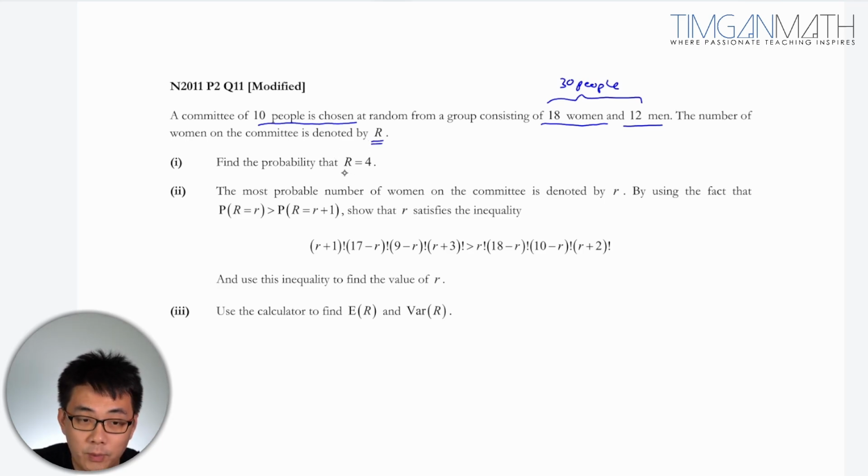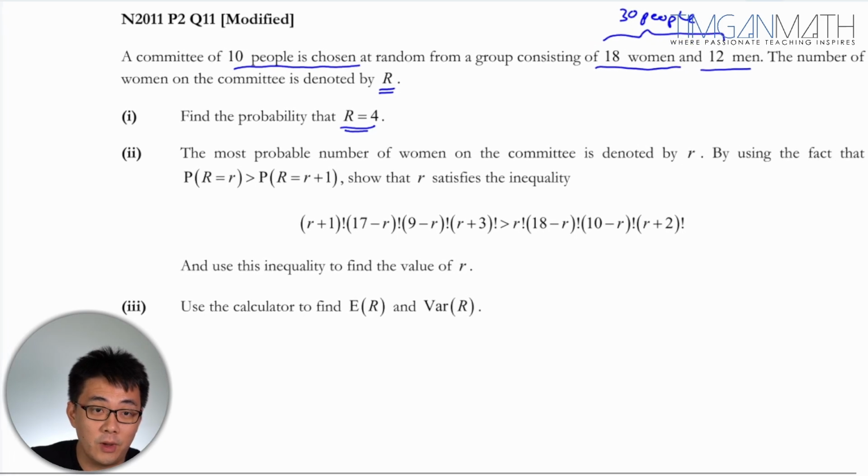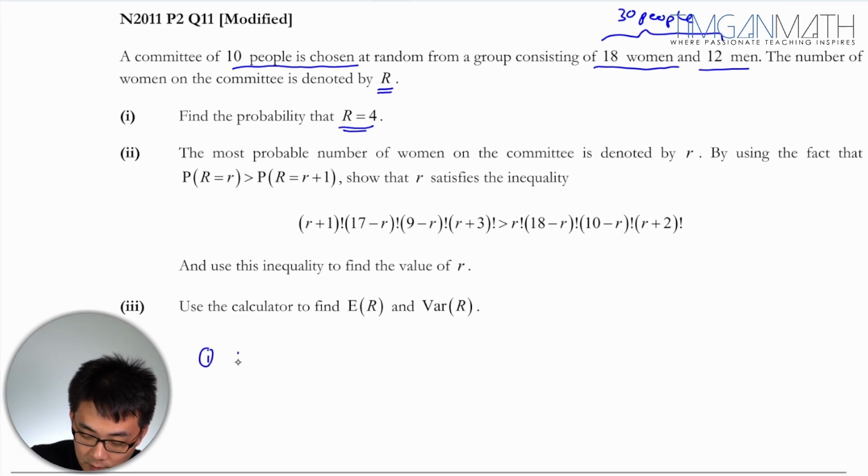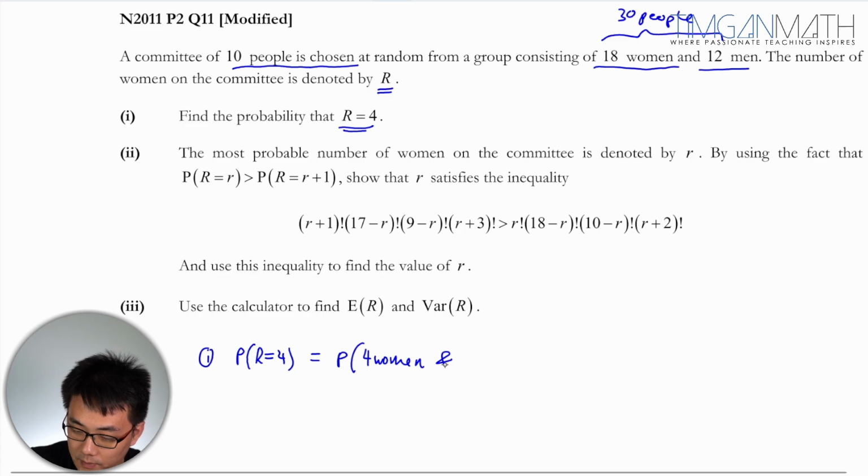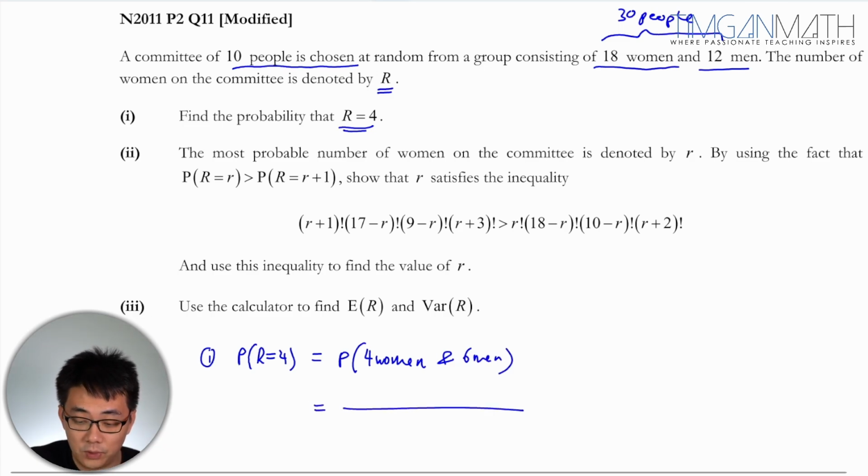If you want to find the probability of R equals 4, it just means that you have 4 women. So R equals 4, which is the probability of R equals 4. In this case, I know that I've got 4 women. And how many men are there? 6 men, right? So in this case, the easiest way is to use choose.